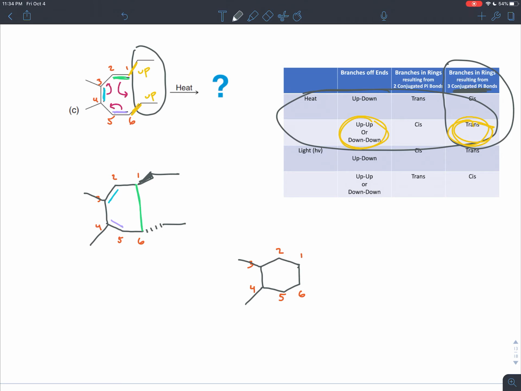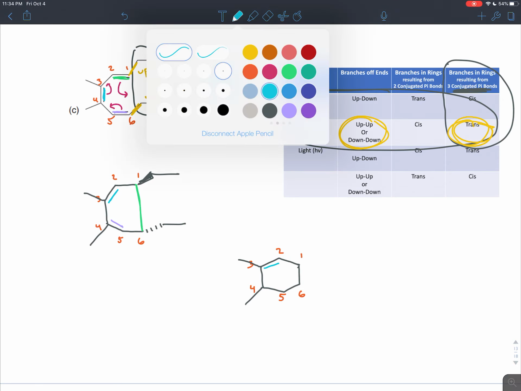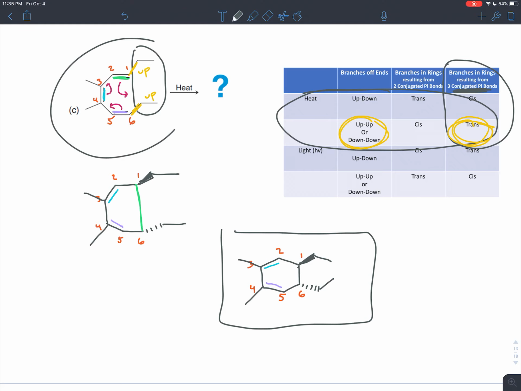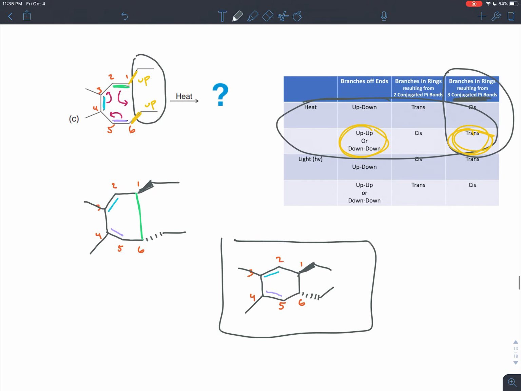And then we see that we have methyl groups coming off of carbon 3 and 4. We have a pi bond between 2 and 3, and between 4 and 5. And then we have 2 ethyl branches, trans, so one going towards us and one going away. And so that would be your answer for what happens when you heat this molecule up.